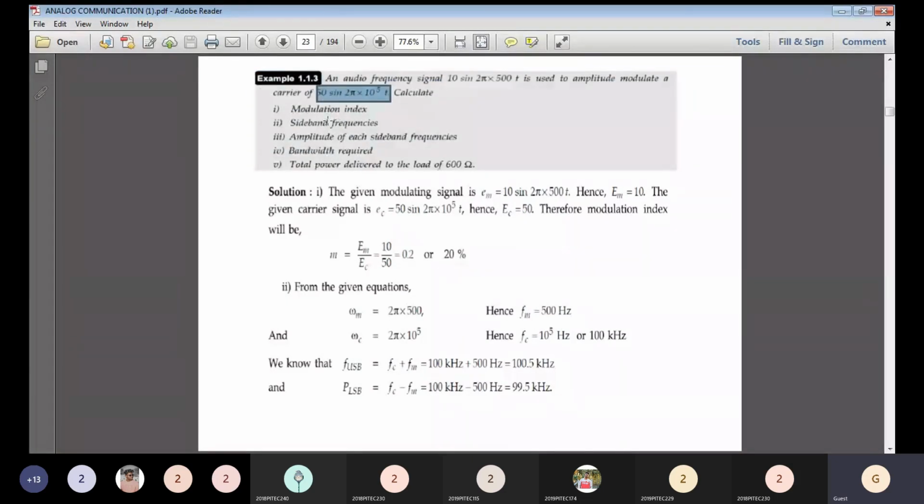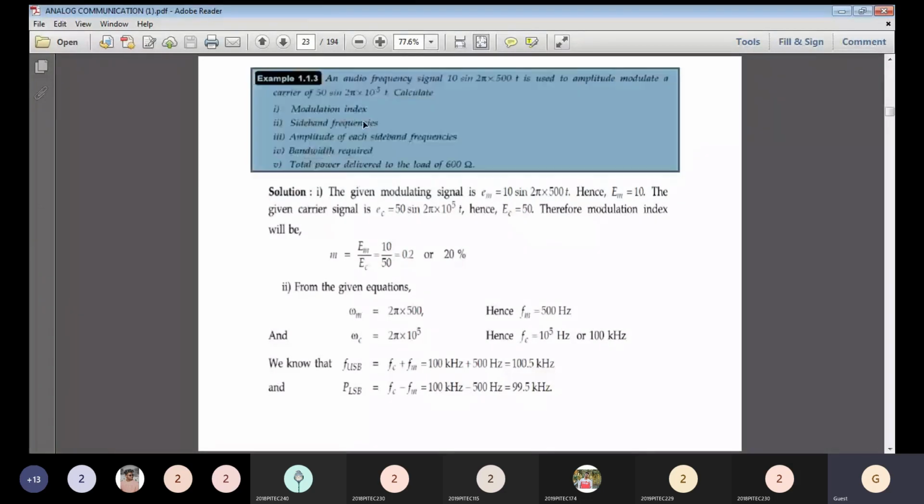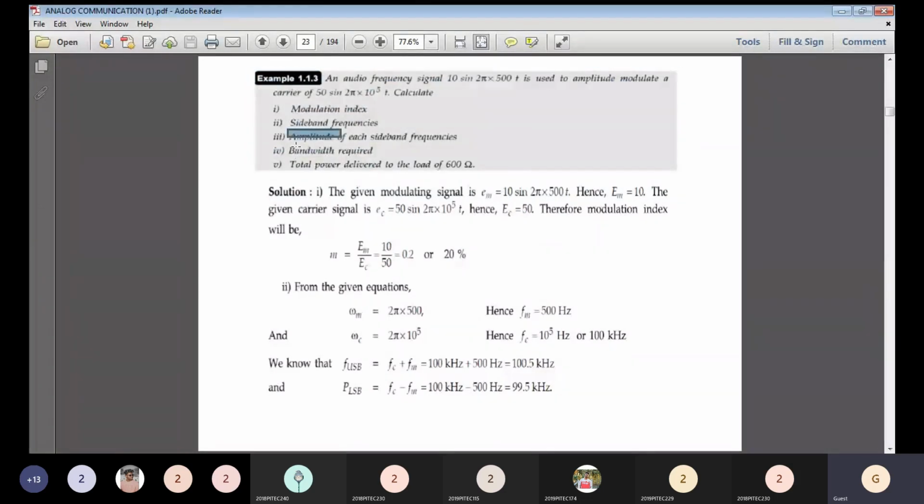From the two equations, what they asked to calculate? Modulation index, sideband frequencies, amplitude of each sideband, bandwidth requirement, total power delivered to the load resistor of 600 ohm. So 5 terms are given. First write the given equation. So they have written two equations. All of you write these two equations first. From the two equations, write the individual parameters.